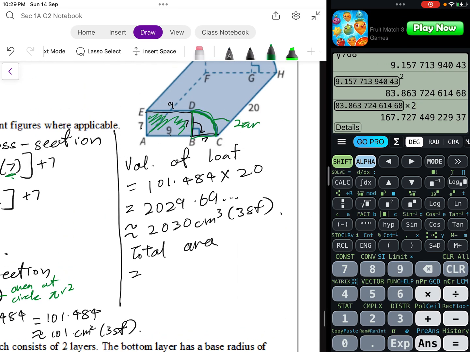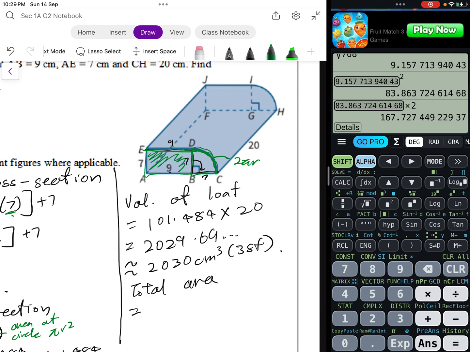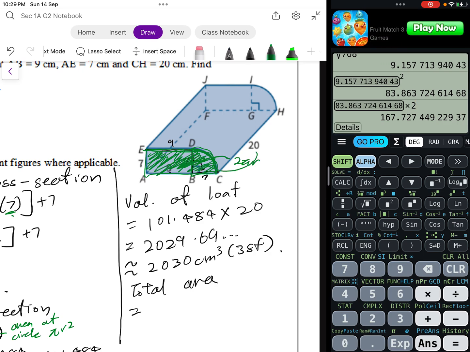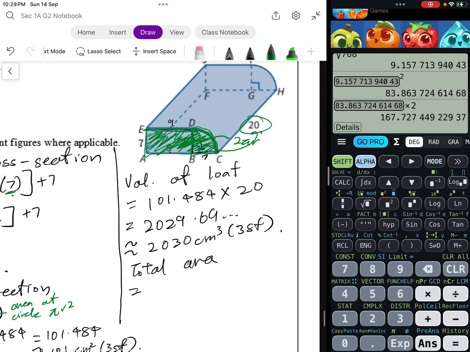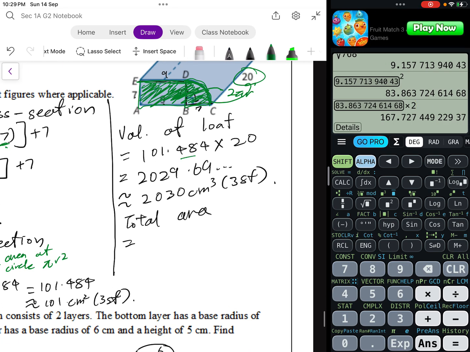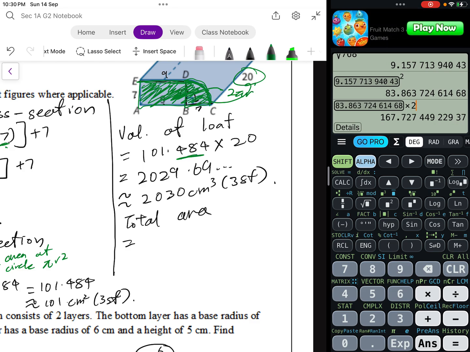Then because you found the area of this whole thing, they ask you to find the volume. That's where it becomes very easy, because now you have this whole cross-sectional area times 20. So 101.484 times 20. Make sure you don't use the rounded value. Make sure you use the original when you do a calculation. Then when you get the answer, you find out your rounded value.